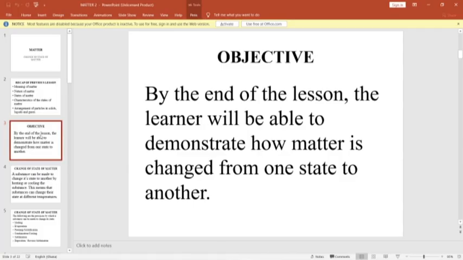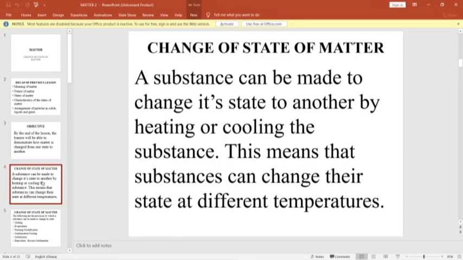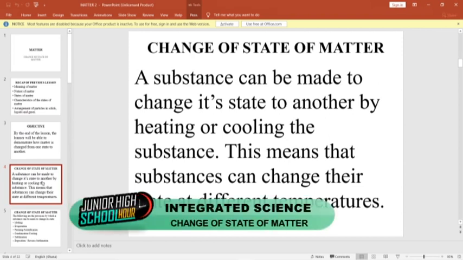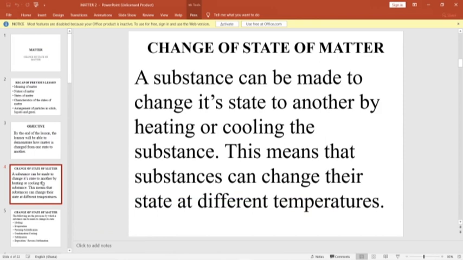By the end of this lesson, you should be able to demonstrate how matter is changed from one state to the other. So let's quickly look at the change of states of matter. A substance can be made to change its state to another by either heating or cooling the substance. This means that substances can change their states at different temperatures.